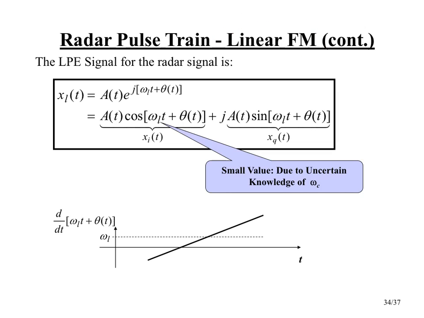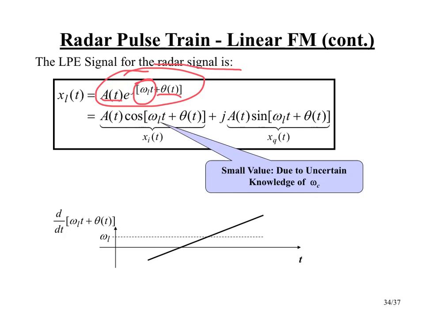So if we look at this, the LPE signal for the radar signal case that we just talked about for linear FM, we can immediately write it out like this. So it's just A of t, and here's our theta of t, and we leave in some uncertain small frequency. So we may not know what the actual carrier frequency is that the radar is transmitting at, but we're going to try to guess and get it pretty close.